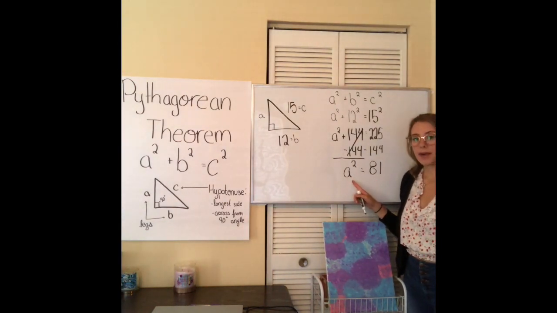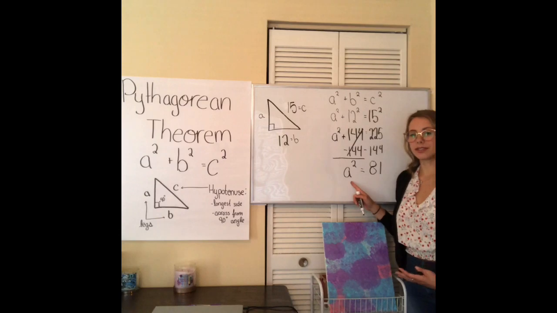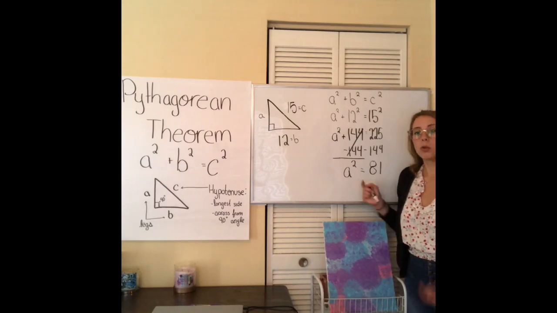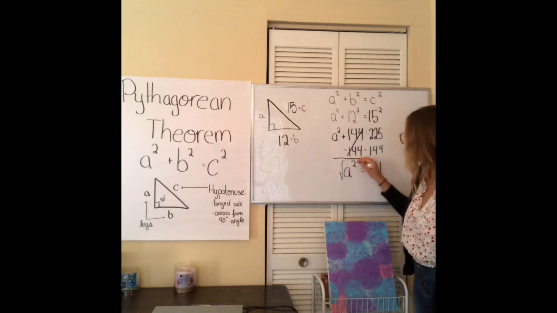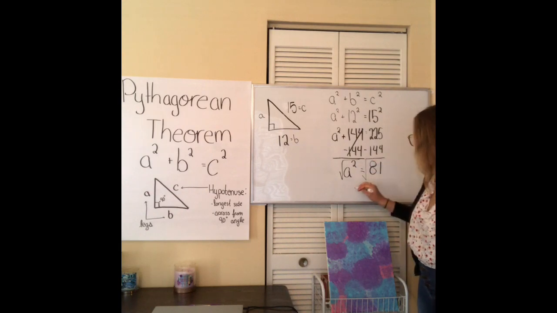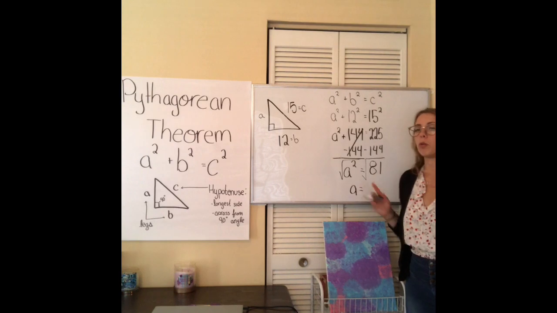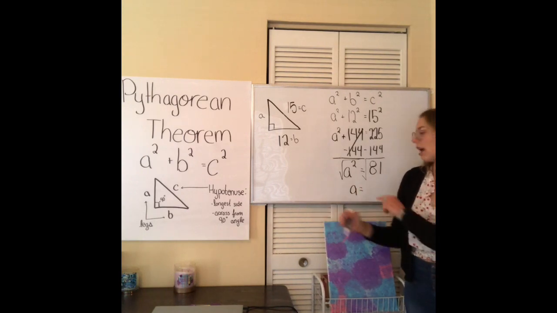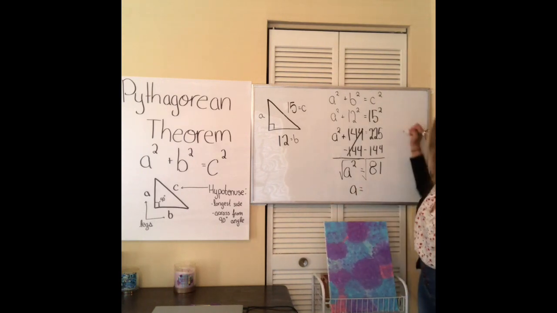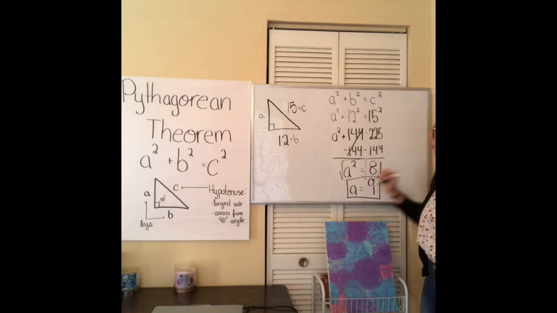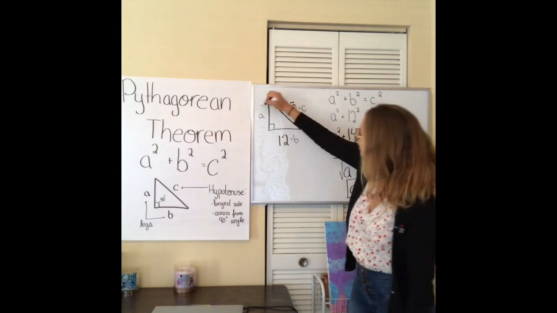And now, to get this A by itself, I have to do the inverse operation of something squared, which is a square root. And the square root of 81, remember what number times itself gives you 81, is 9. So this value right here is 9.